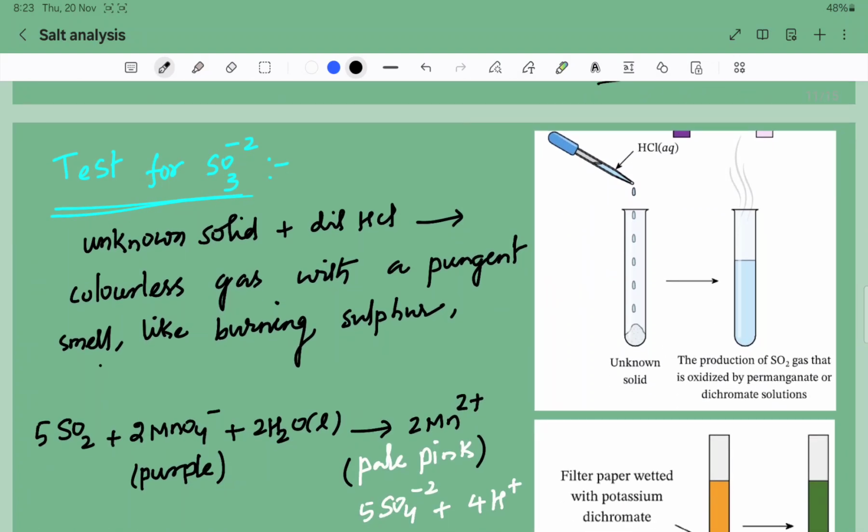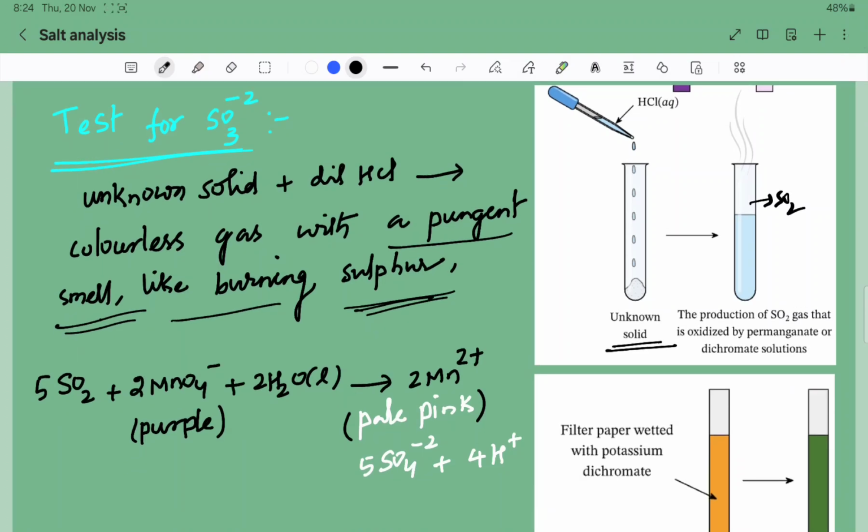Okay, now we will move to the next test, student, that is the test for sulfite, SO3 2 minus, right? Take the solid compound and add dilute HCl or H2SO4, student. Then this HCl reacts with the unknown solid and produces some vapor. That is nothing but SO2 vapors, a colorless gas with a pungent smell like burning sulfur. Burning of sulfur also gives a pungent smell, right?